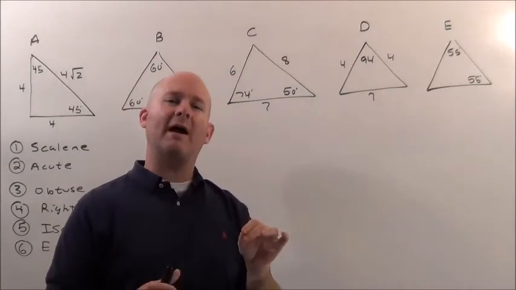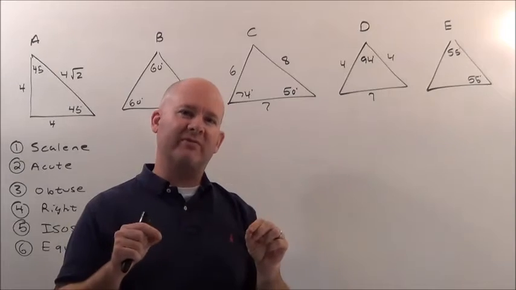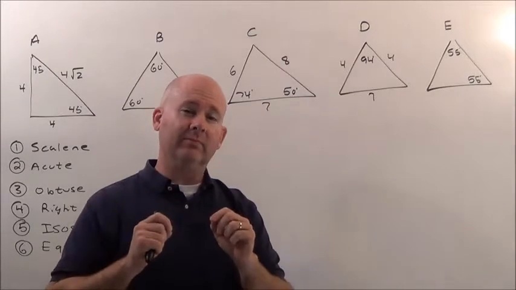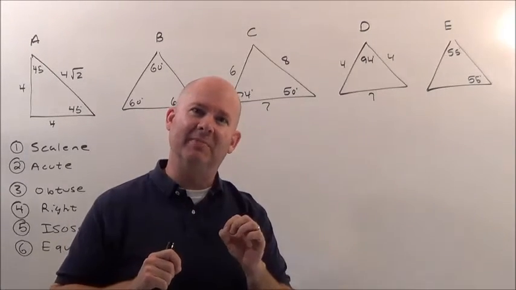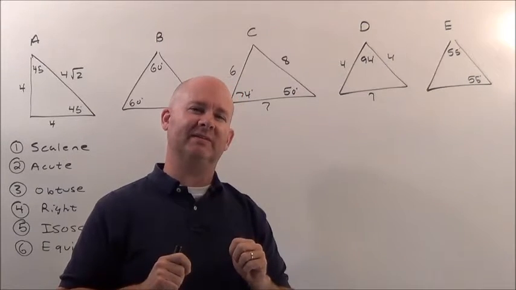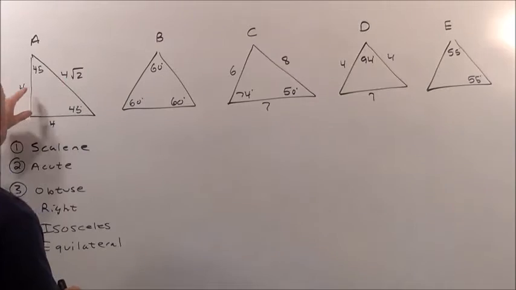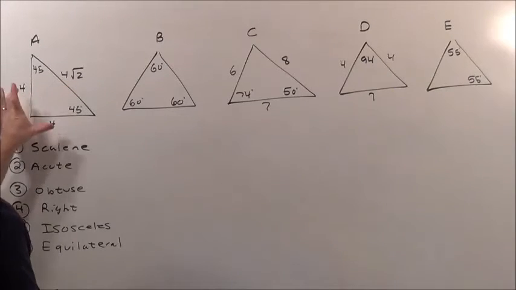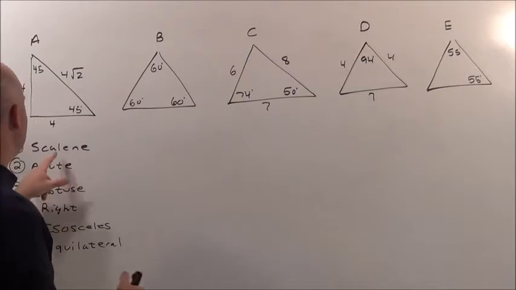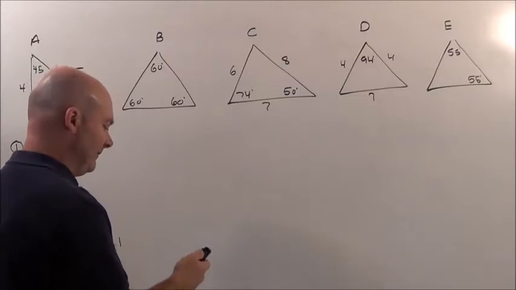Now, a scalene triangle is based off of the number of sides it has. The side lengths, I should say, would be better there. None of the sides can be the same in a scalene triangle. So if we go up here and look, this one is 4, 4, 4 root 2. Well, these two are the same, so that is not a scalene. In a scalene, they all have to be different.